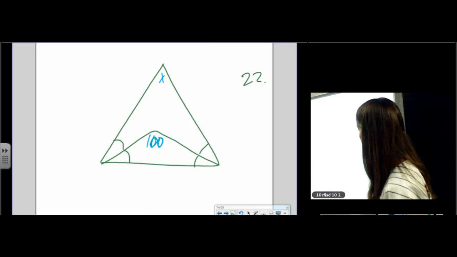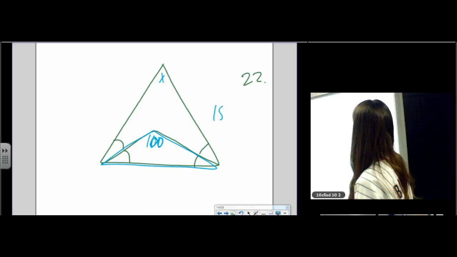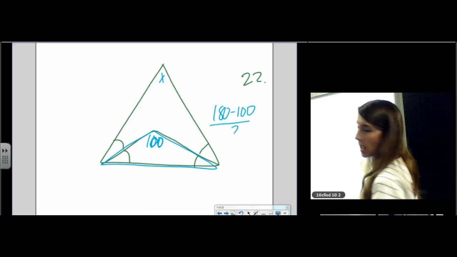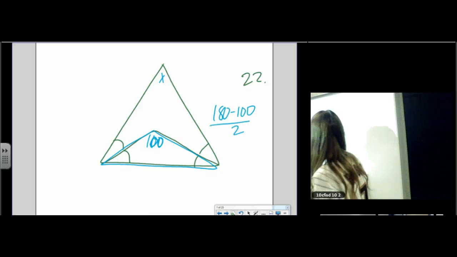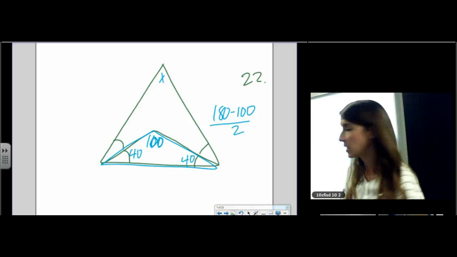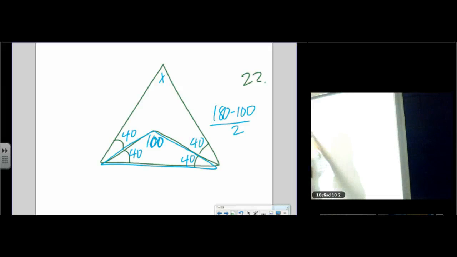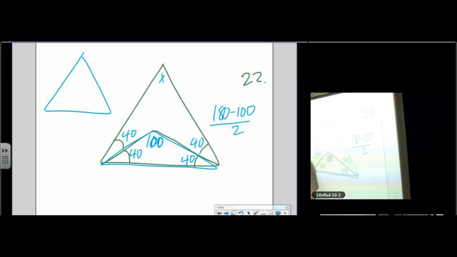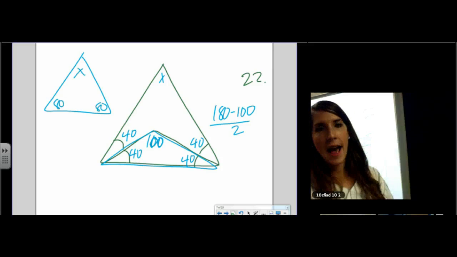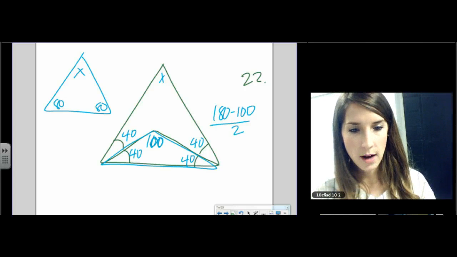Okay, step 1, find the missing angles in this triangle right here. 180 minus 100, and then cut it in half, right? So 40, 40. Well, those other two angles have arcs as well. 40, 40. So now in this large triangle, we've got 80, 80, and x. And so you just add 80 plus 80, 160, and subtract it from 180, so 20 degrees.